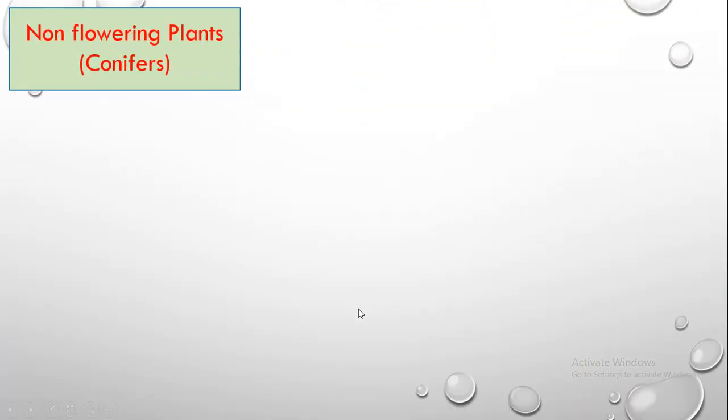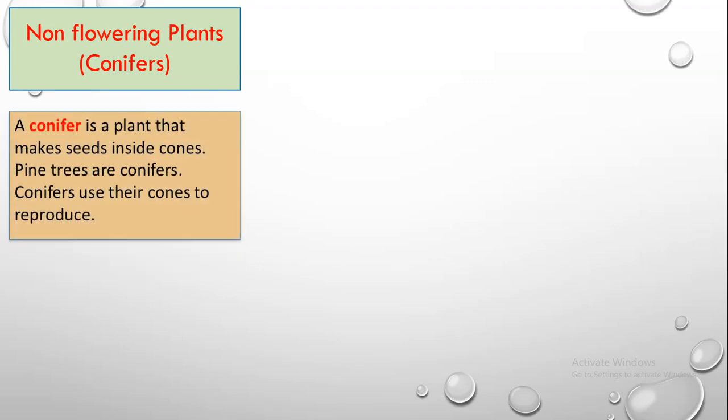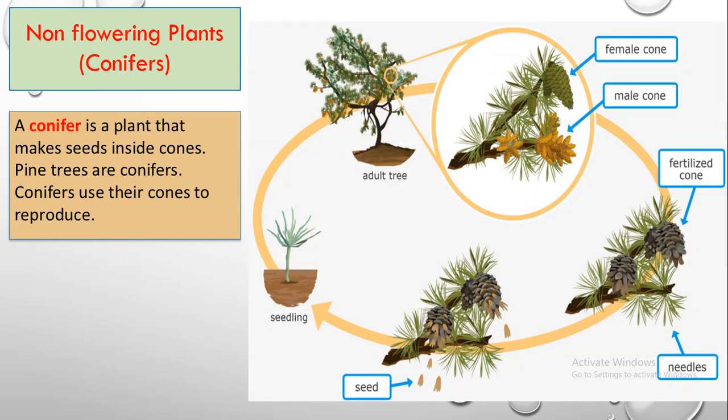Okay. Now, non-flowering plants or conifers. What is a conifer? A conifer is a plant that makes seeds inside cones. Now, pine trees are conifers. They produce cones. So the reproductive part on conifers is the cone. And there are two types of cones, as we said before, female cones and male cones.